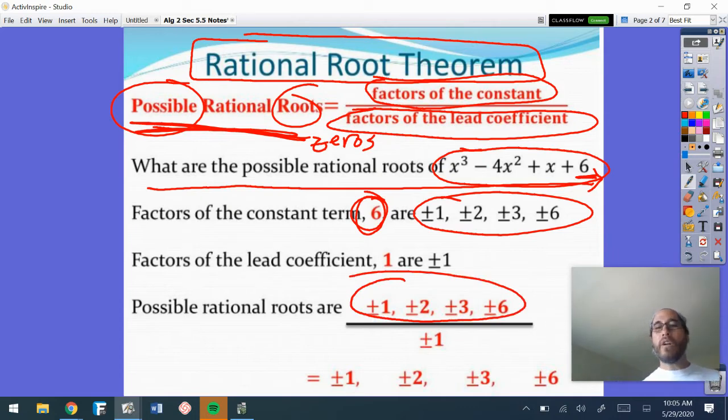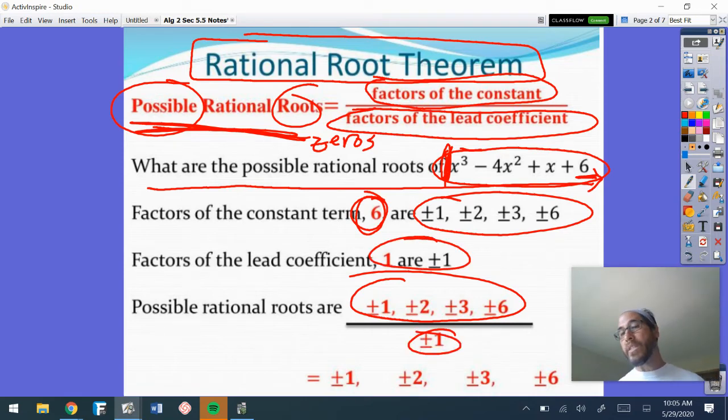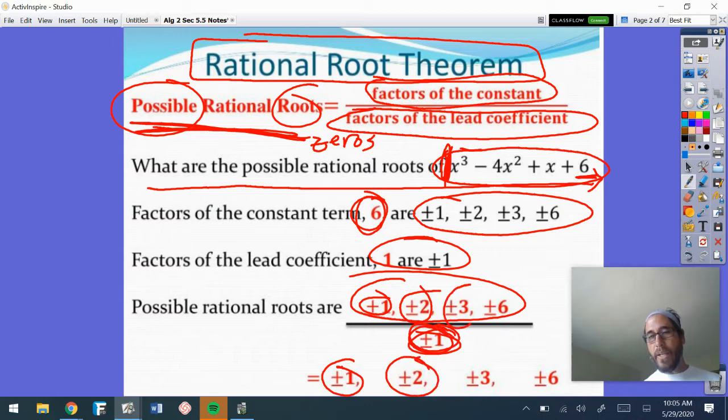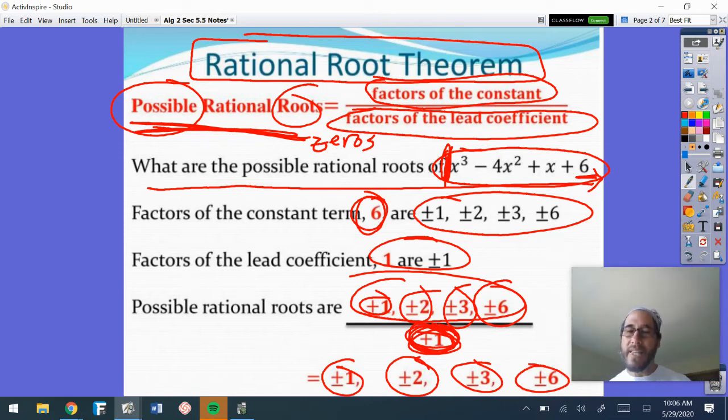Then you ask, what are the factors of the leading coefficient? This one's nice because the leading coefficient is 1. So the only possibility is 1 times 1 or negative 1 times negative 1. Then the way you get all the possible rational roots is you do 1 divided by 1 is 1, 2 divided by 1 is 2, 3 divided by 1 is 3, 6 divided by 1 is 6. And it can get much more involved than that.